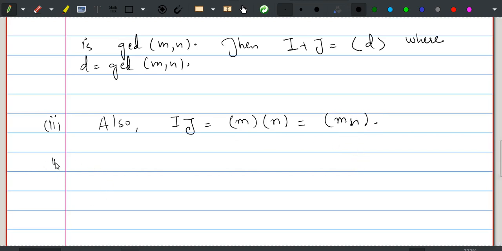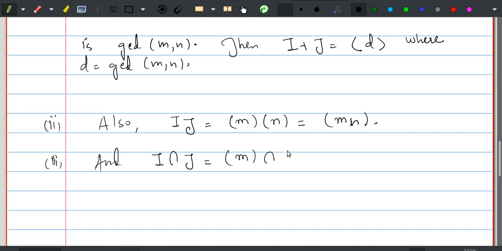Now let us look at their intersection. I intersection J will be the ideal generated by M intersected with the ideal generated by N. So this implies, if say X is in I intersection J, then X is in M as well as in N. That means M divides X and N divides X.